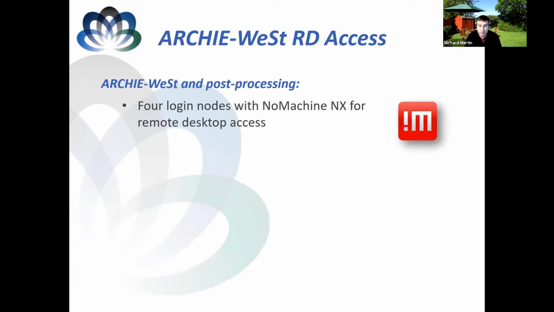But then when we refreshed ARCHIE-WeSt, in our first installation of ARCHIE-WeSt, we had 4 login nodes, and these were accessed using NoMachine NX for remote desktop access. But allied to that, we had our 2 visualization servers. So we had 6 front-end servers, 4 regular login nodes, and 2 hardware accelerated visualization servers. And when it was installed, NoMachine was the remote desktop infrastructure that was installed.